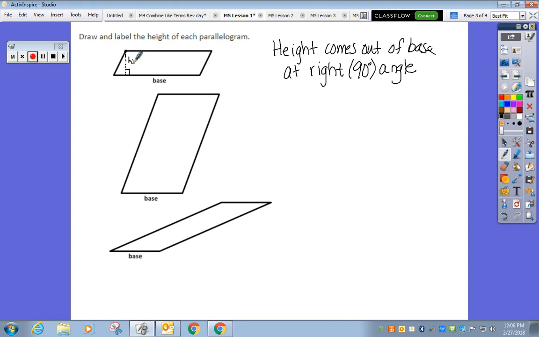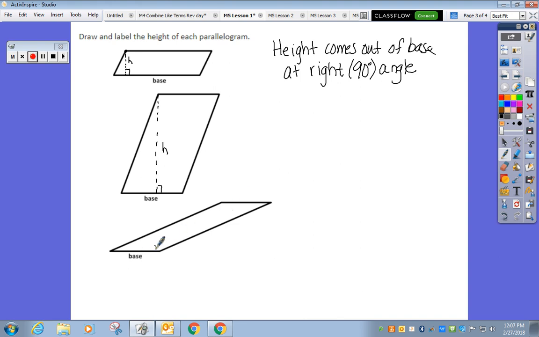Now, sometimes you're going to actually have to draw outside of the figure. So with the next one, I could do my height like this. Also, I can work within the figure. However, if I look at the next one, this final one here, if this is my base, I can't make it to the opposite side at a right angle. All of them would have to be kind of diagonal lines.